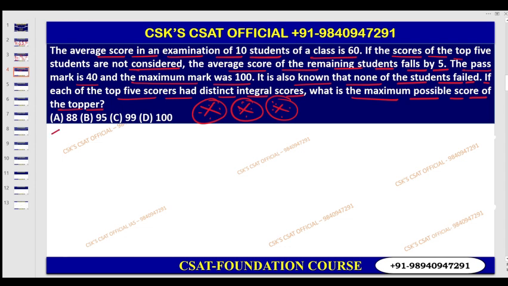Yes, very good question. Very important question. Very important model. The average score in an examination of the 10 students here is 60. The same concept you can apply here. Average is equal to total by n. So therefore let us find out the total of 10 students here. Total of 10 students.